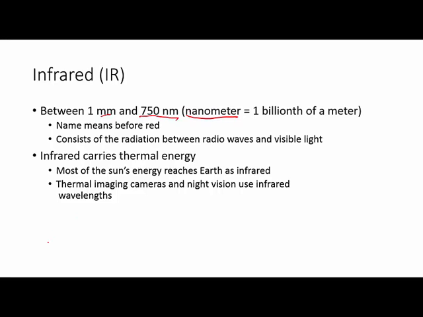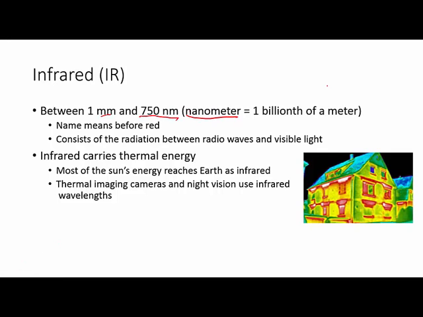Thermal imaging cameras, like I said, and night vision use infrared wavelengths, and then we use those to make pictures called thermographs, and that's what this is. This shows a thermograph of a home, and the red spots, this is false color, but red shows higher temperature. And so you can see all the windows in this house are leaking heat. There's not very much insulation there, and so we can see where a house would lose heat to the environment.